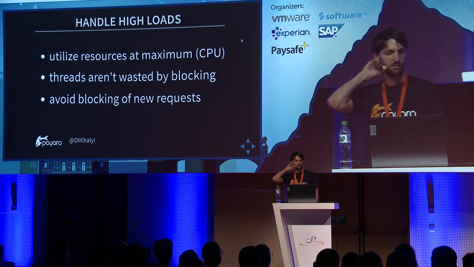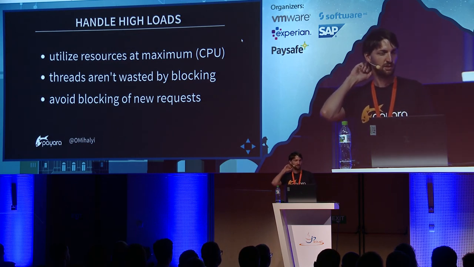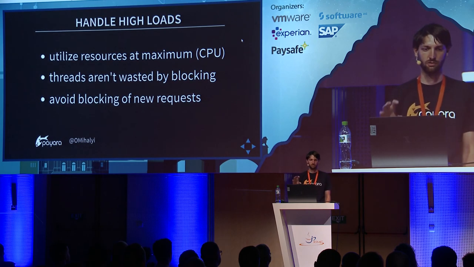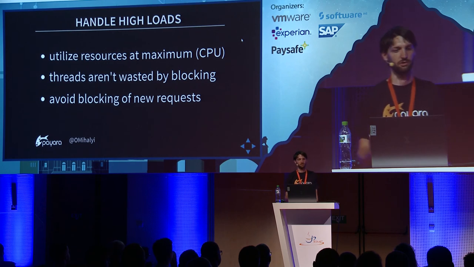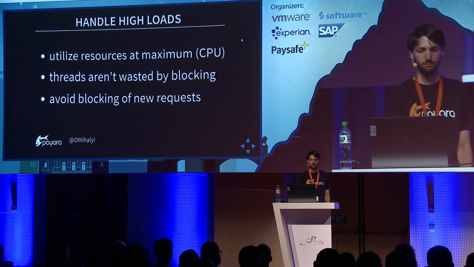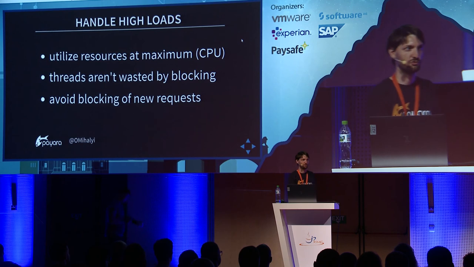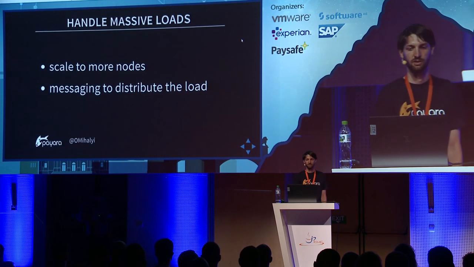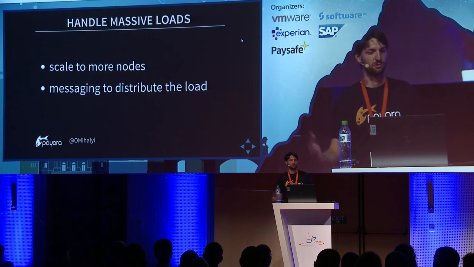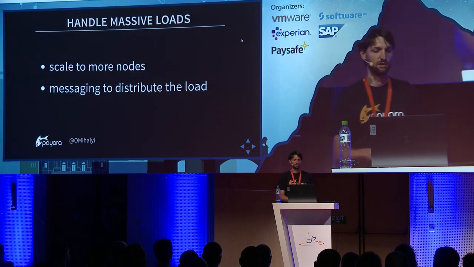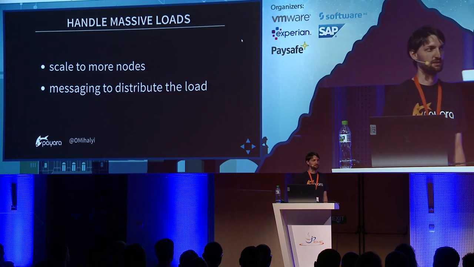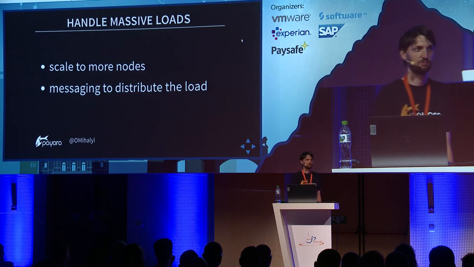And at that time, you want to first reduce the waste on a single node by utilizing all the threads, all the CPU power you have. And when you're out of luck and you improved everything you could, you need to support scalability so that you can take more CPU power. And the convenient way to do this is via messaging.